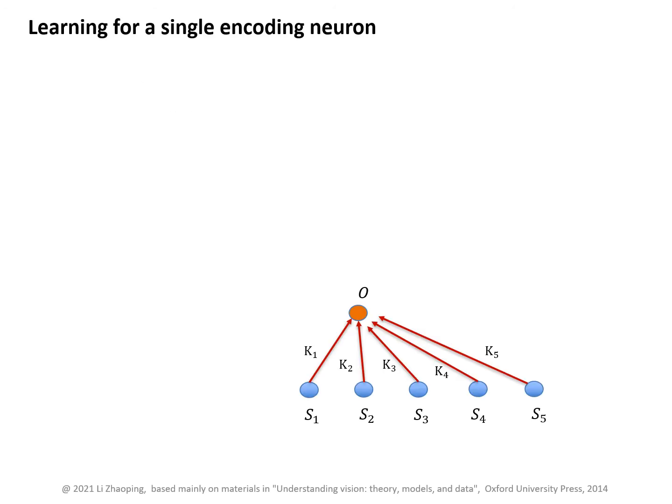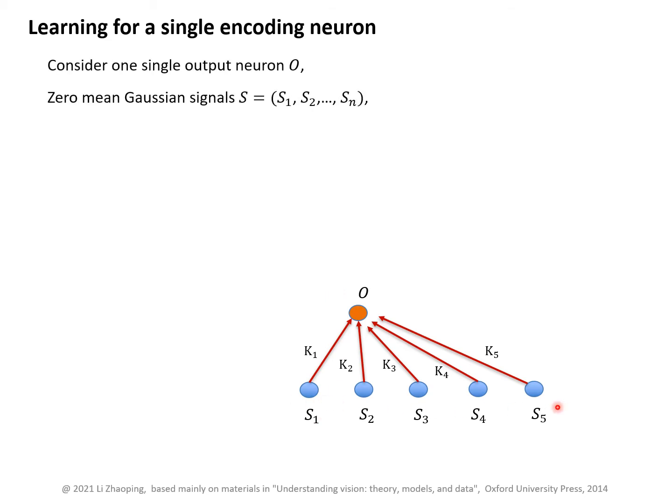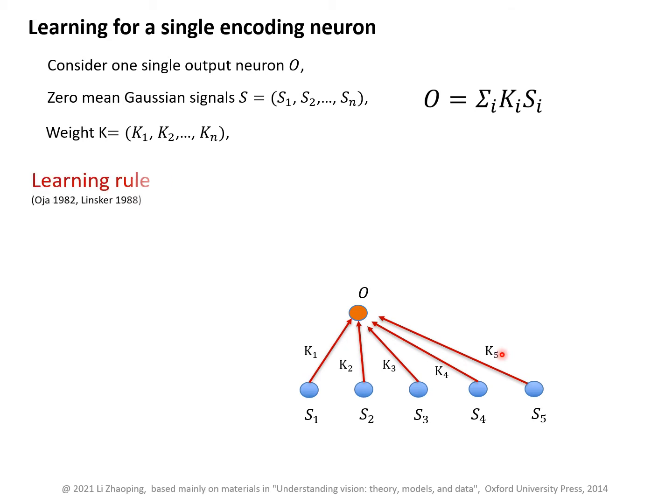First, let's consider a simple case. There's only one output neuron O, and we have inputs coming from n input nodes. With these weights K1, K2, etc., we have the output O as a linear sum of the inputs with these weights. So now the question is, how can a biological system learn such weights starting from some arbitrary initial values K? And this is a proposed rule that shows how K should change.